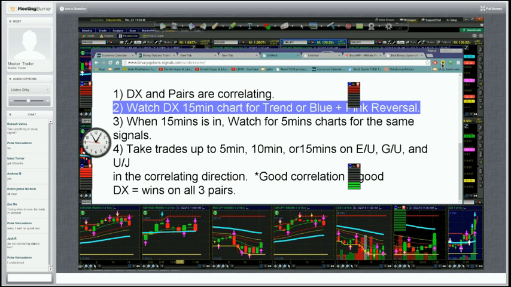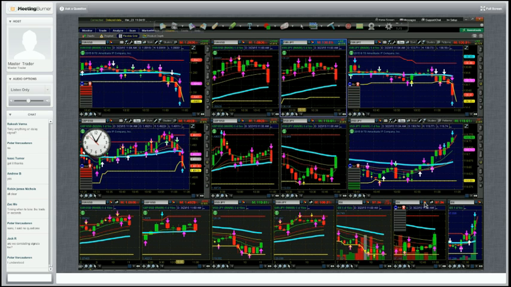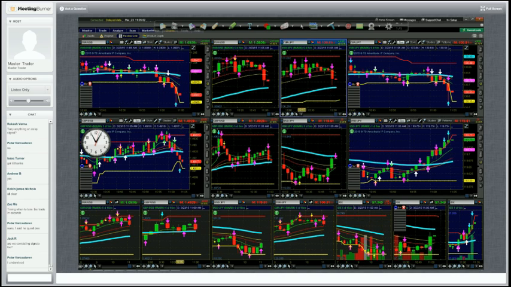So step 2. Here comes step 2: watch DX charts for trend and blue plus a pink reversal. Let's go over that. Obviously it depends on how the DX is moving. When you come into a session, you have to notice. For instance, today the trend for the DX was pretty strong. The reversals were very short-lived, and it maintained the trend. So the trend is the most powerful, obviously.